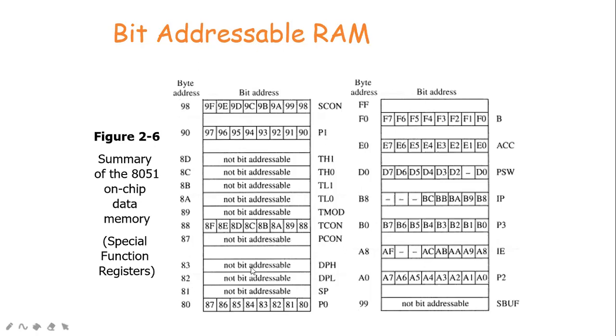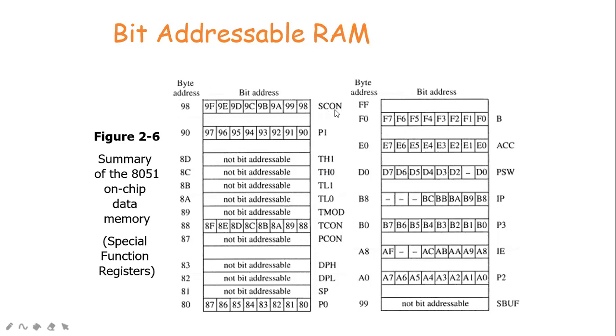and the data pointer higher byte is specified with the memory location 83H. For the PCON register, the address is 87H. Like that, the timers. There are two timers, T0 and T1. 8A is the address for timer 0 lower byte, and 8C is the address for timer 0 higher byte. Similarly, 8B is the lower byte of timer 1, and 8D is the higher byte of timer 1.